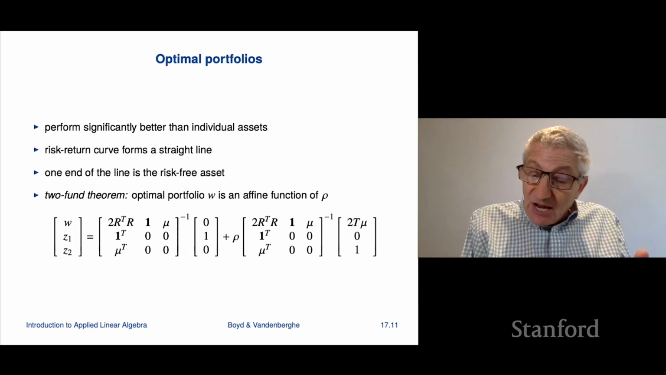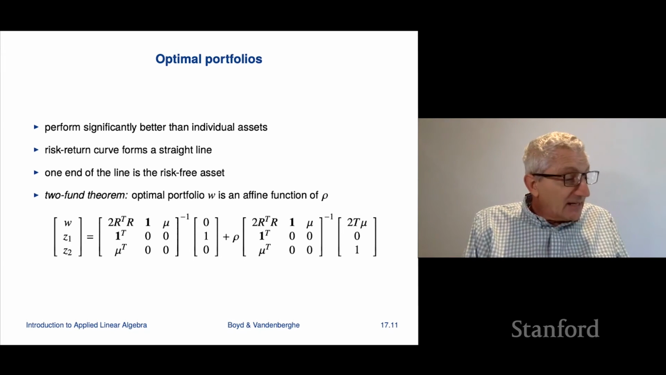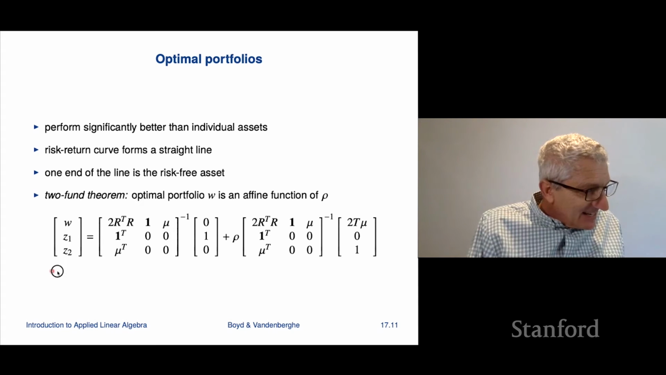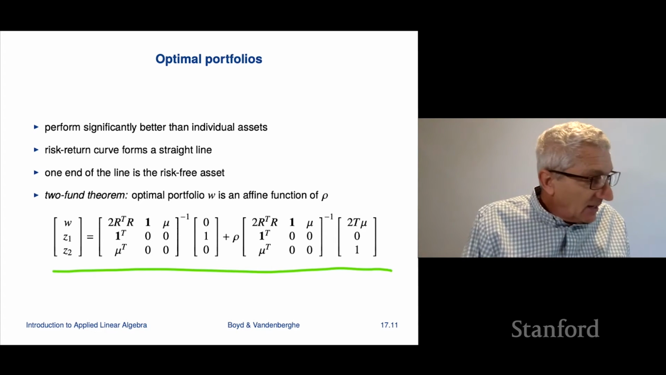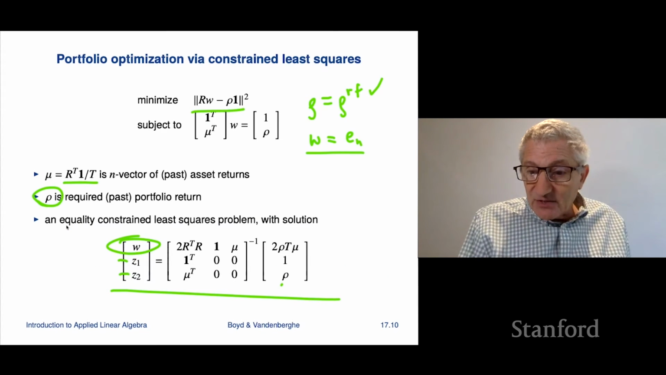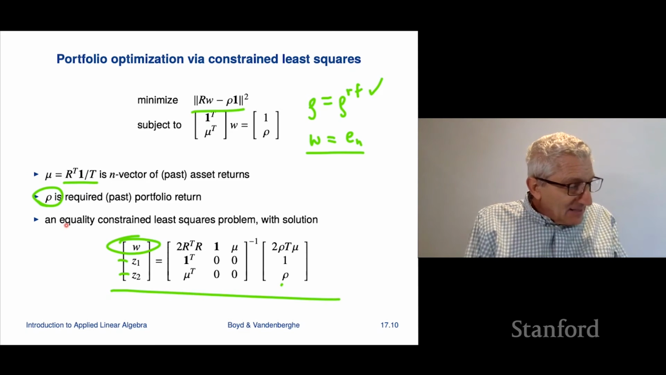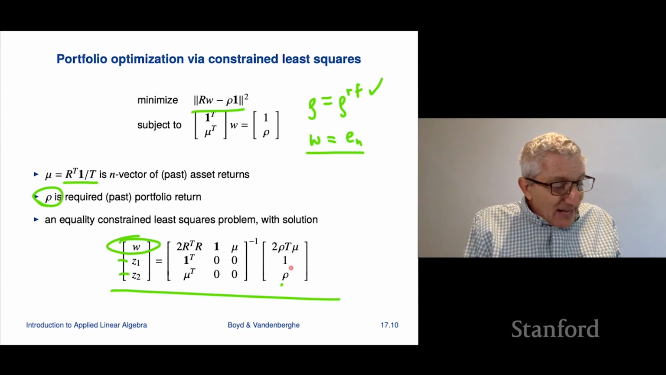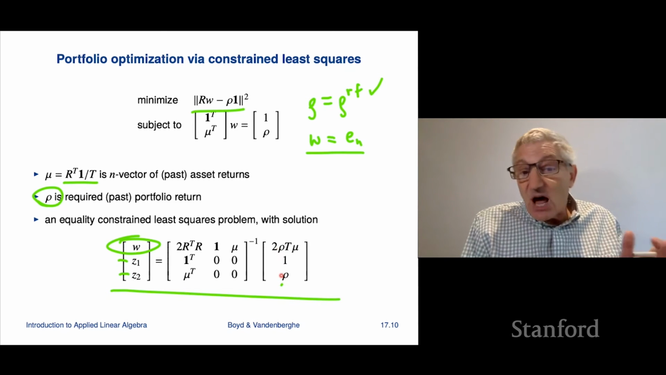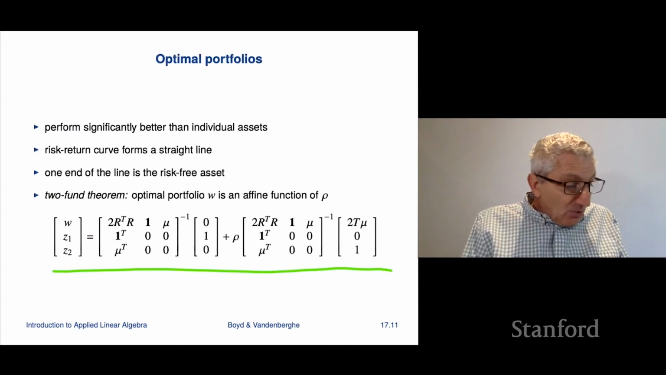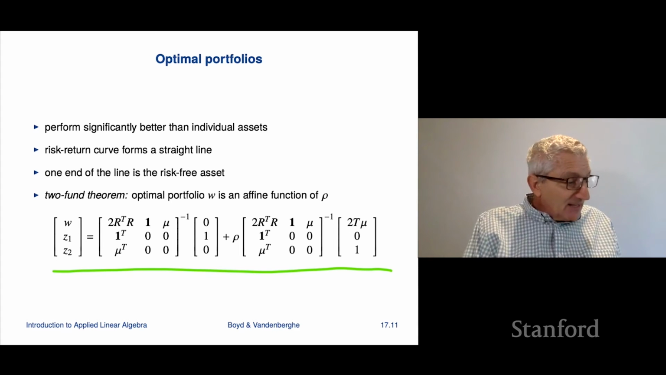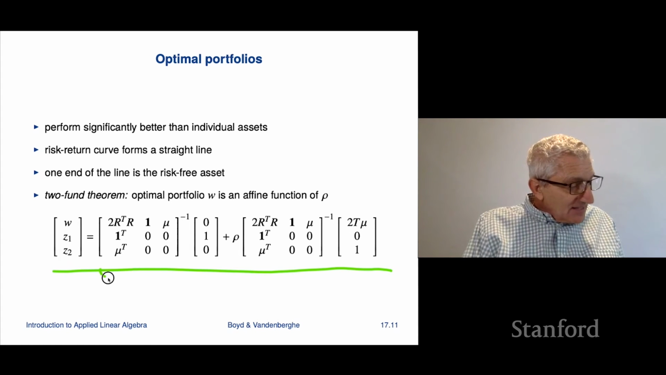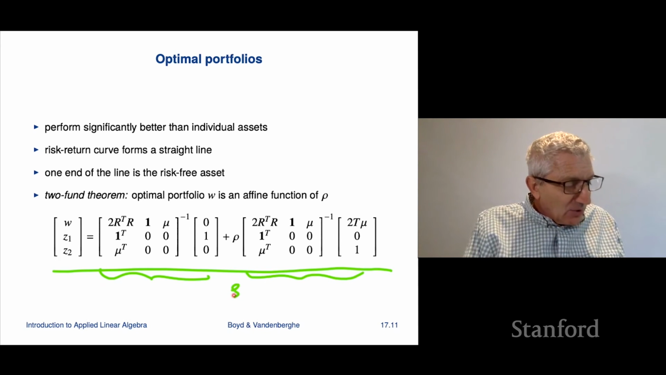As we change rho, we get a portfolio, and it turns out it forms a straight line. The reason is, if you look at this formula back here and ask how it depends on rho, the right-hand side has rho in the first and third block entry. Matrix vector multiplication is linear, so it looks like this. That's just a fixed portfolio, that's another fixed portfolio, and then you multiply by rho.